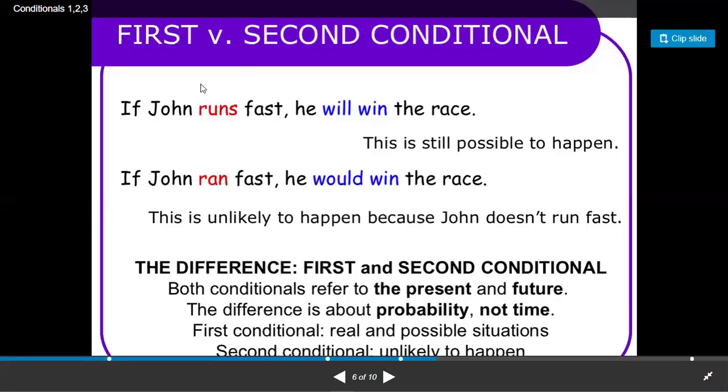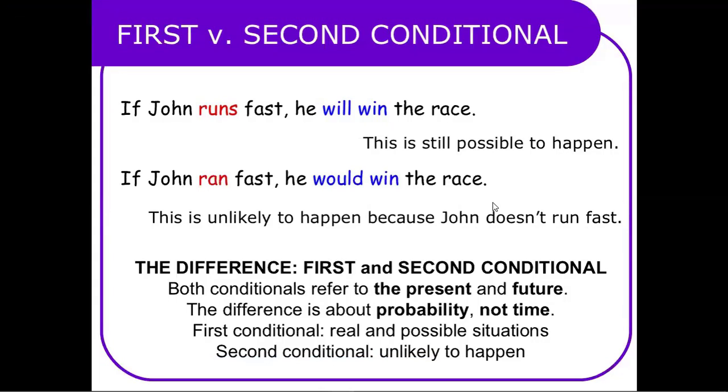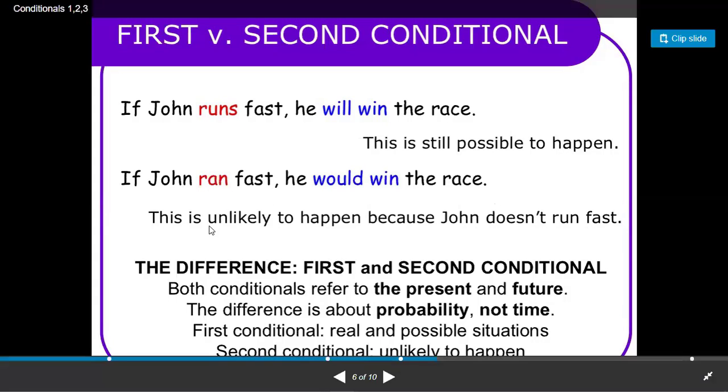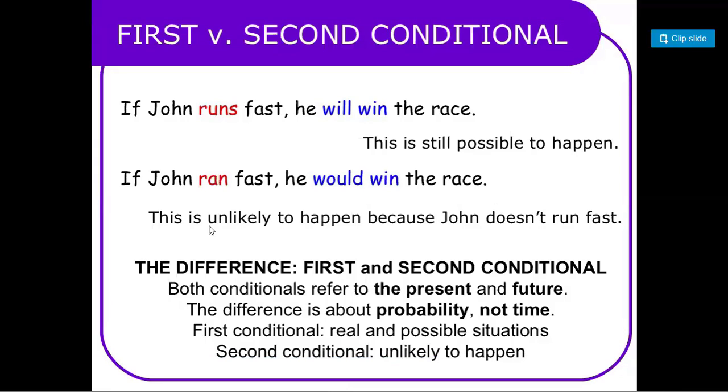So, first versus second conditional, what is the difference? See here, if John runs fast, he will win the race. This is still possible to happen. This is type 1, or first conditional. It is still possible, meaning maybe he's running. Now, if John ran fast, he would win the race. Here, this is unlikely to happen because John doesn't run fast.